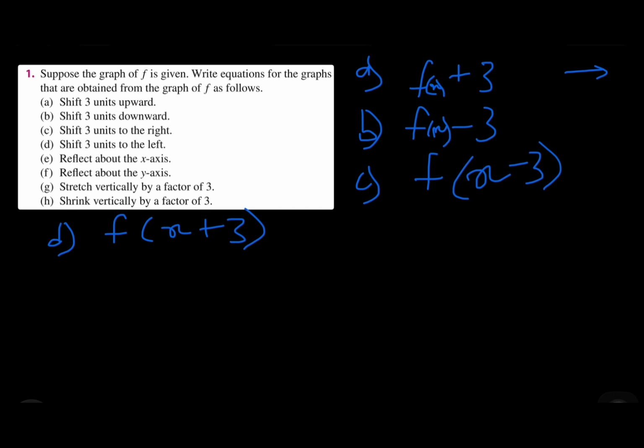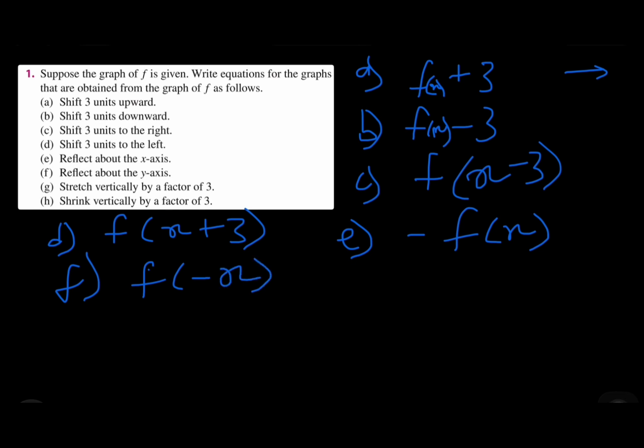X increases by 3. If there's a reflection about the x-axis, it means y has turned upside down, meaning that the function will be negated. If there's a reflection about the y-axis, it means x has been negated. So we'll have f of negative x. If there's a vertical stretch by a factor of 3, it means the function itself vertically, which is y, the function has been multiplied by 3.